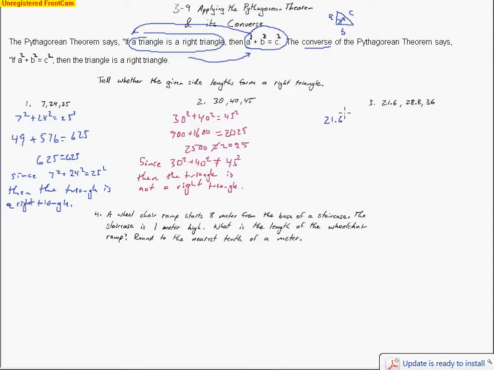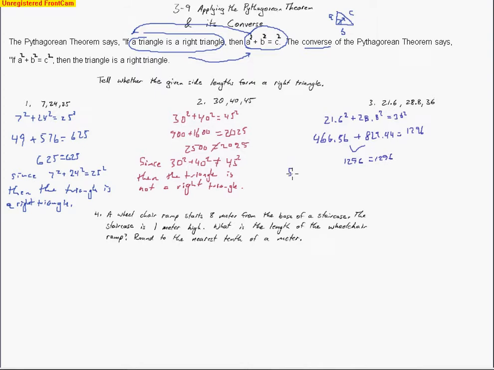We have 21.6 squared plus 28.8 squared, and this all equals 36 squared. So when we multiply the 21.6 and square it, we get 466.56. And we'll square the next number, we get 829.44. And this all equals 36 squared, which is 1296. So when I add these two numbers together, I do get 1296. So when I get the same numbers again, our statement is this: since 21.6 squared plus 28.8 squared equals 36 squared, then the triangle is a right triangle.